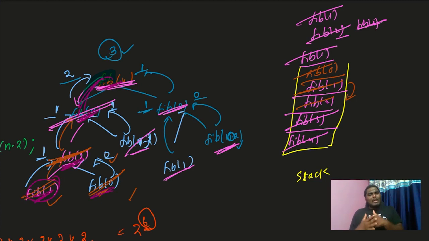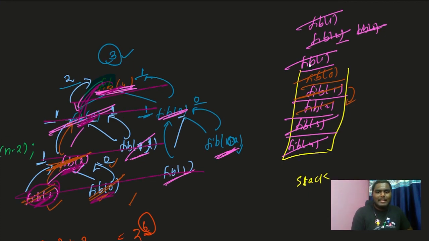Can I say that at max I'm storing the maximum height of a particular tree, right? So this tree. What is the maximum height of this tree? It's 4, right? So 1, 2, 3, 4. So I'm making that many calls, like I'm storing that many calls at a time. Whenever I'm done with a particular call, I'm popping that out from my stack.